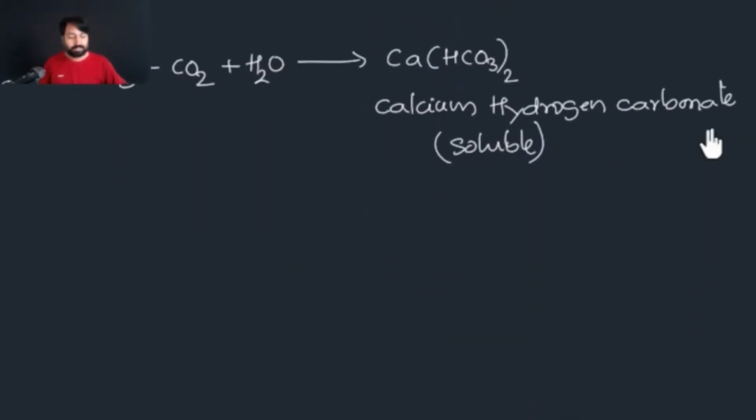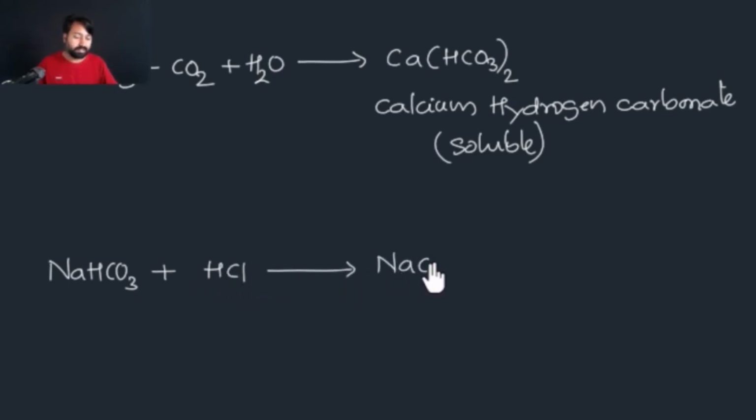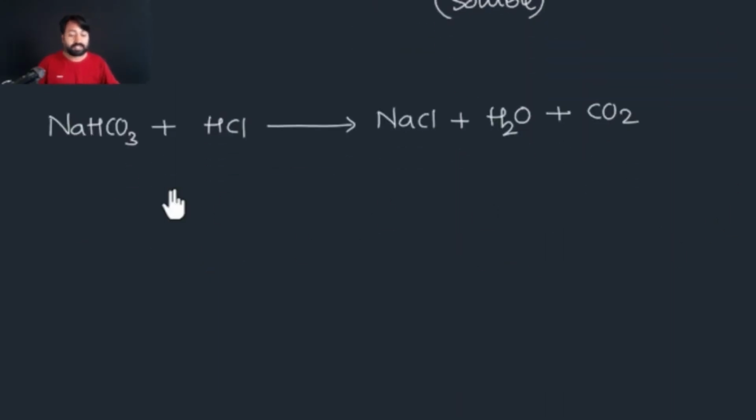The same thing we can study with another reaction. What happens if I take sodium hydrogen carbonate, NaHCO3? When it reacts with HCl, it again produces the same products, that is NaCl plus H2O, and it forms carbon dioxide gas, CO2. So whether it is carbonate or hydrogen carbonate, it acts here as a base because it reacts with the acid and forms salt and water.